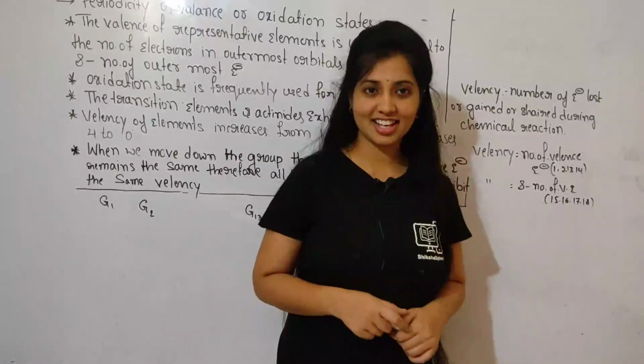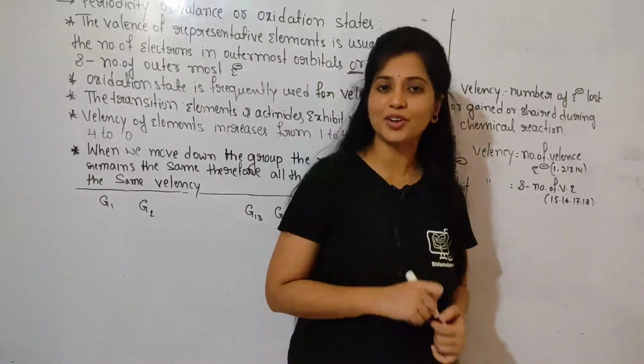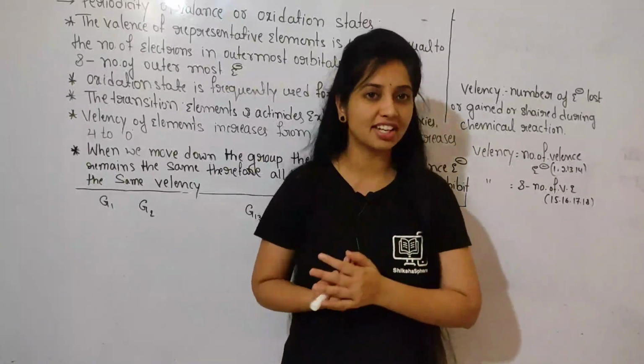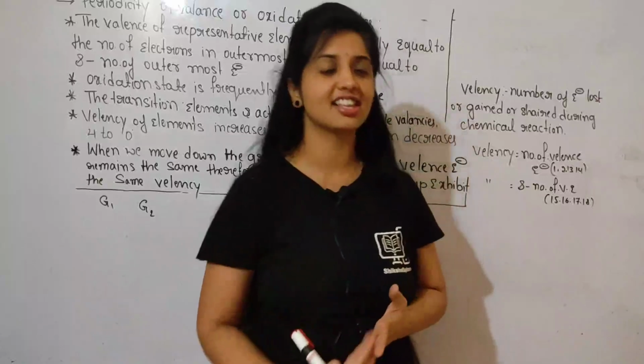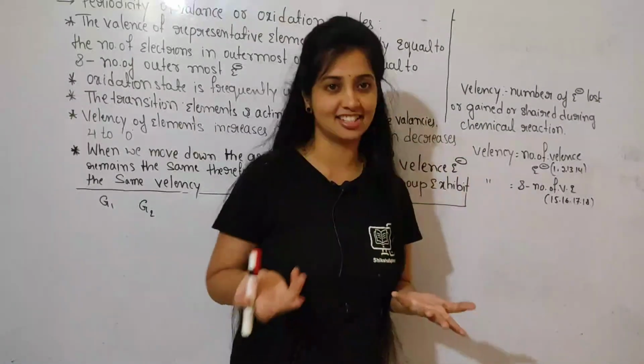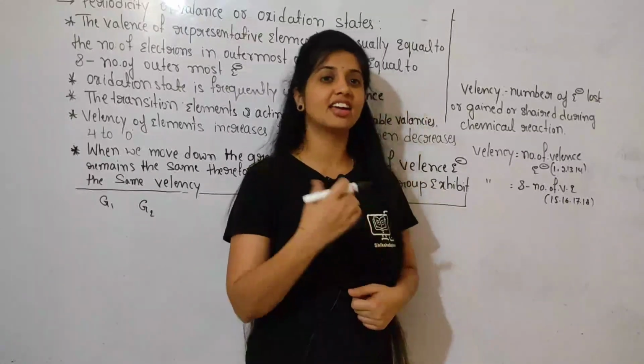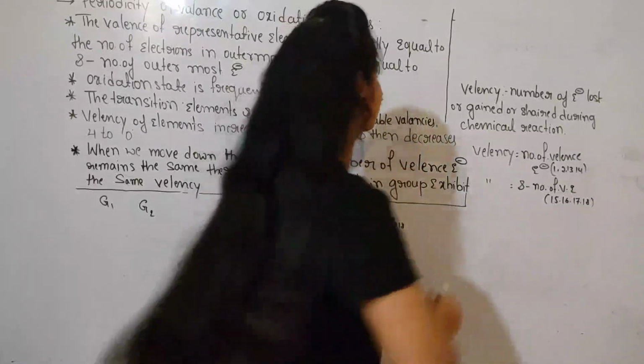Everyone, in the previous class we studied all about the periodic trends in the physical properties of elements, like electronegativity, electron affinity, atomic size and ionic radius. In this class I am going to discuss with you the periodic trends in the chemical properties of the elements.